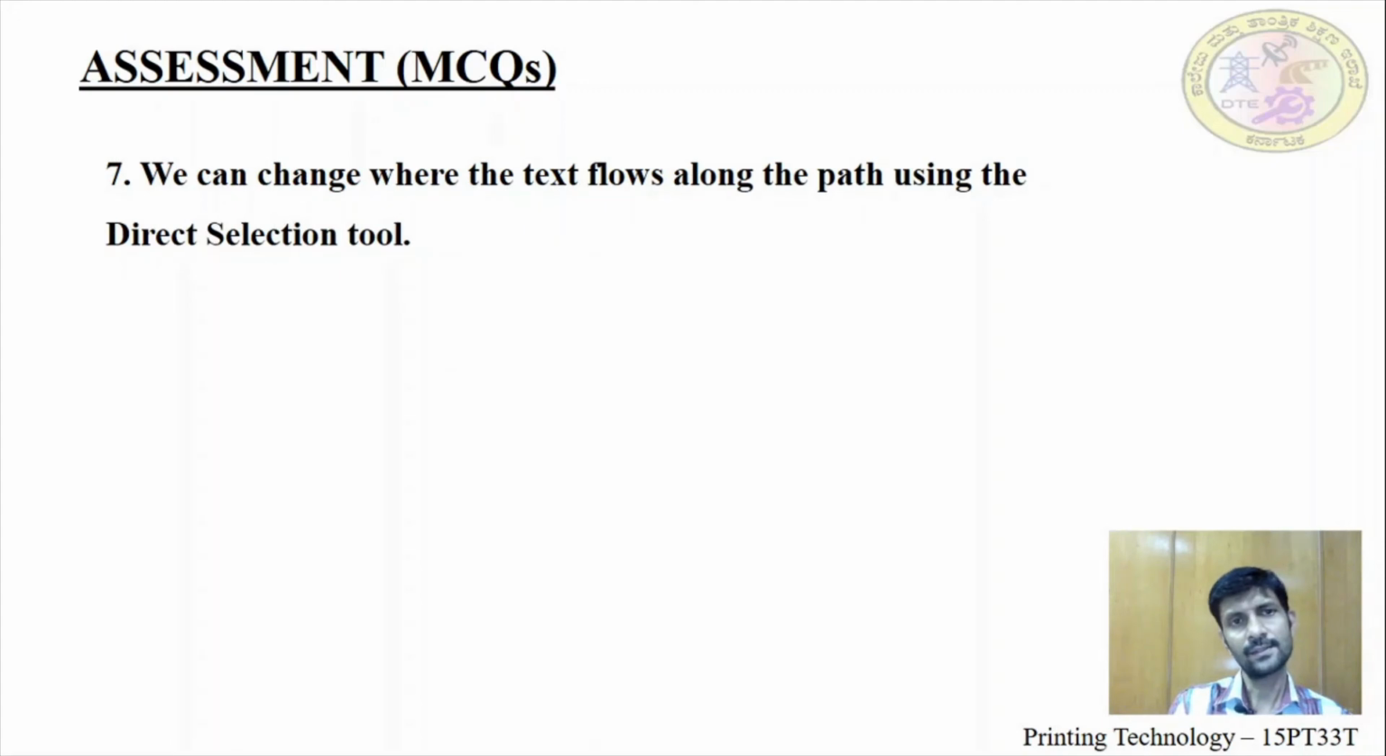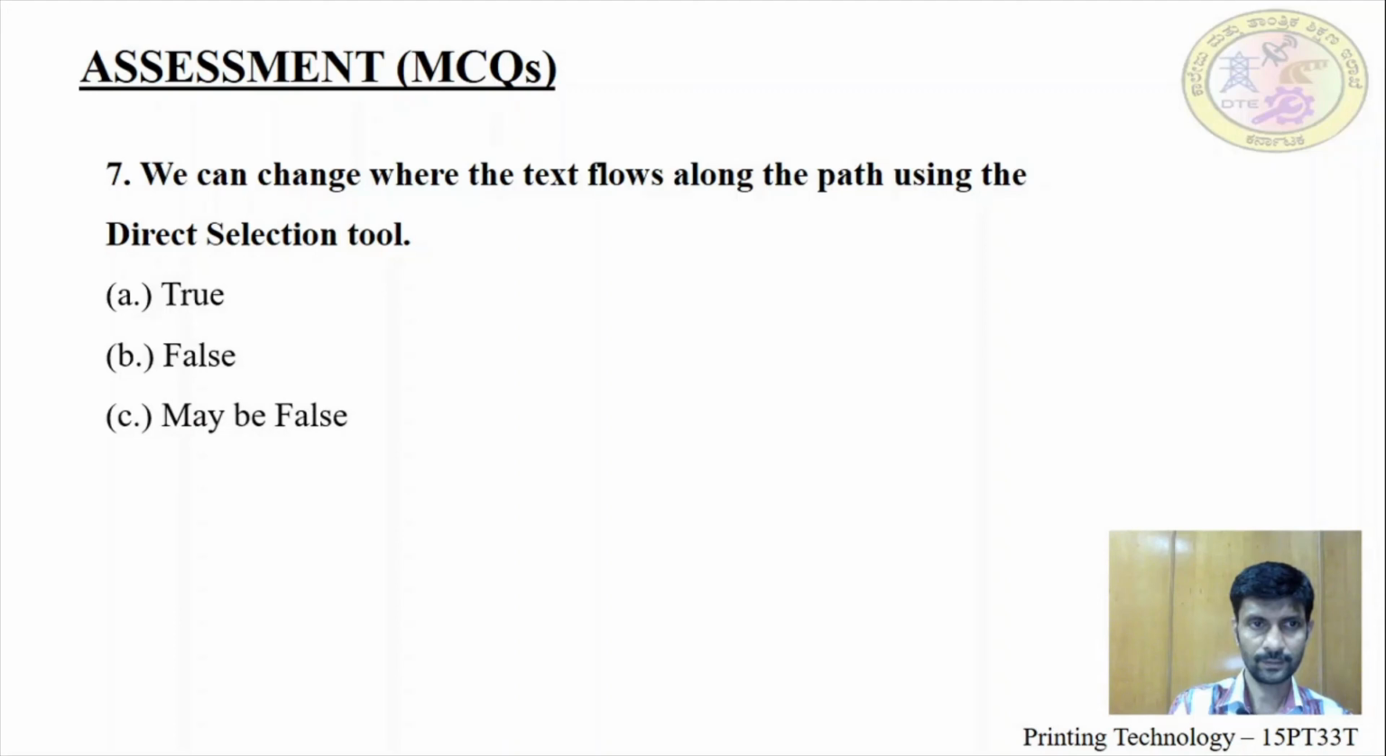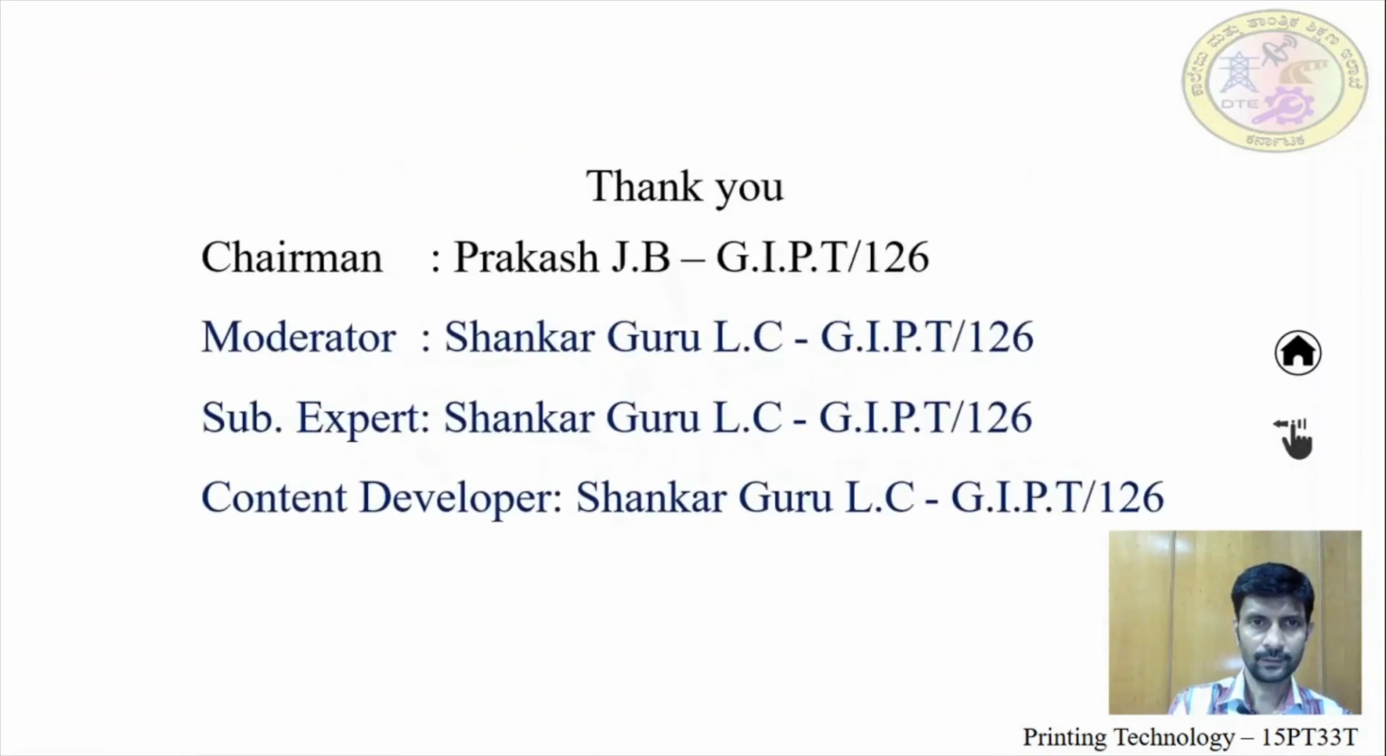Next, we can change where the text flows along the path using the direct selection tool. The options are true, second one is false, third one may be false, last one is none of the above. Obviously, we can do it from the direct selection tool. That's the clue for this question. And thank you all once again.